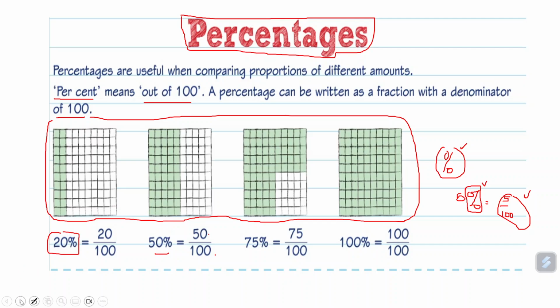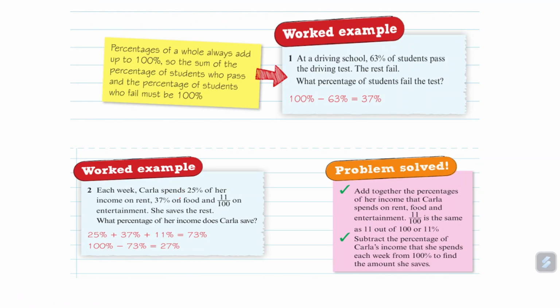So let's move on to the other slide and check if there are class activities. This is an example. The first example says, at the driving school, 63% of students pass the driving test. The rest fail. What percentage of students fail the test? We always assume that the entire percentage at the driving school is 100. If 63% pass, we are asked to find the percentage of those that fail. So that will be 100% minus 63, which gives us 37%.